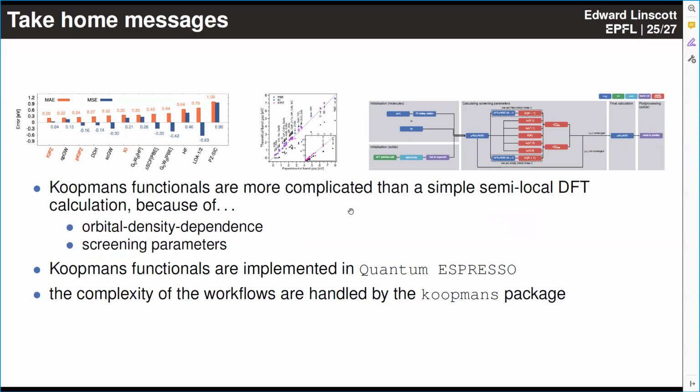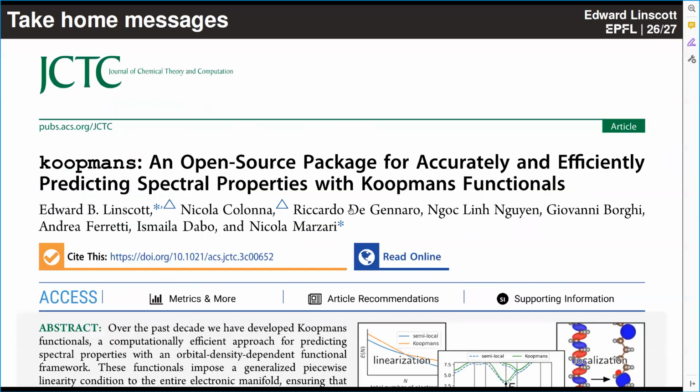And just again, to advertise, like Ismaila mentioned, we've just recently had this paper come out in JCTC, which describes really everything in detail. So if you're curious about anything, this is probably a good place to start. Of course, we're here to answer questions today and tomorrow.